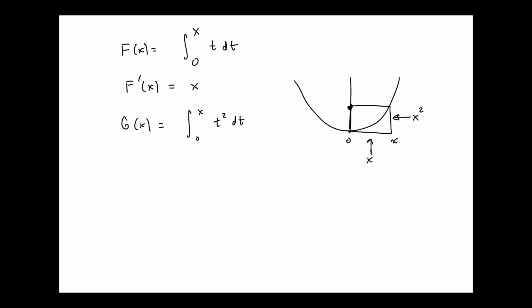X times x squared, right? If it's x units along the base and x squared units along the top. Why is it x squared units along the top, by the way? Well, what's my function? What gives me this parabola? X squared, okay? So that's the area of that entire rectangle. But I don't want the area of the entire rectangle. I want the area of this green piece.